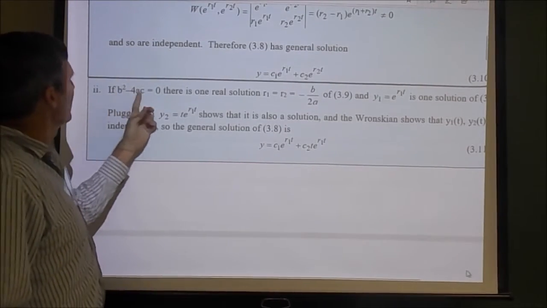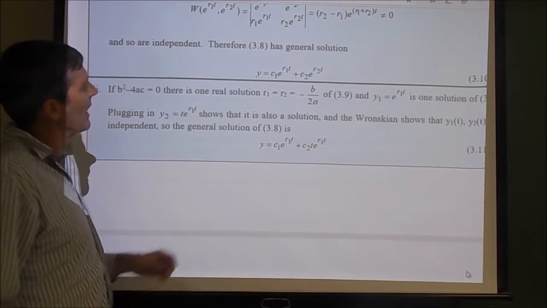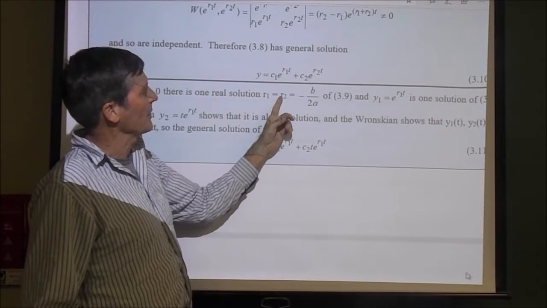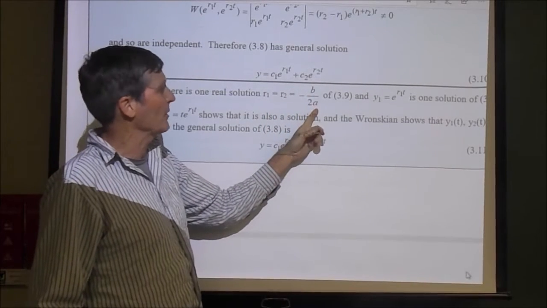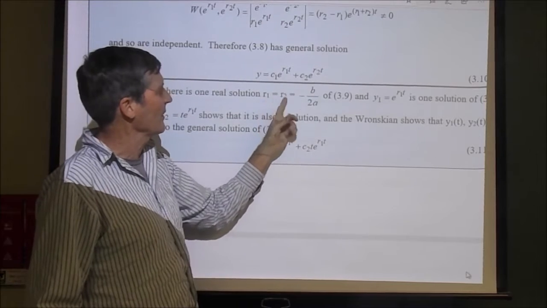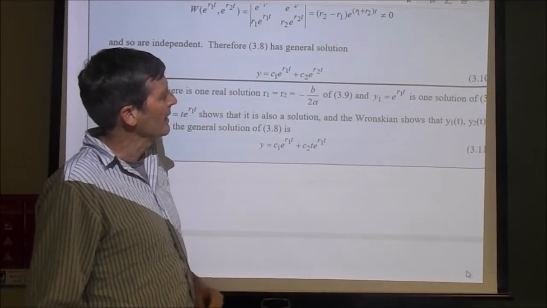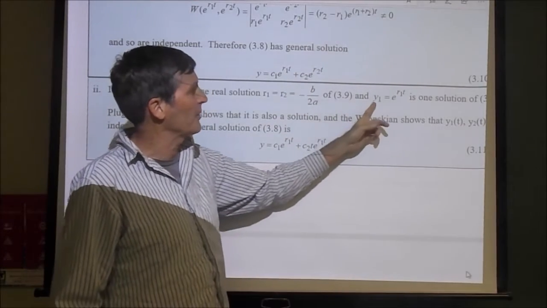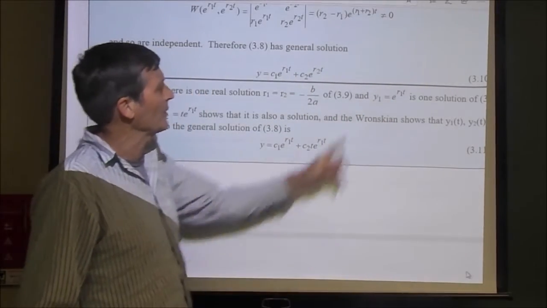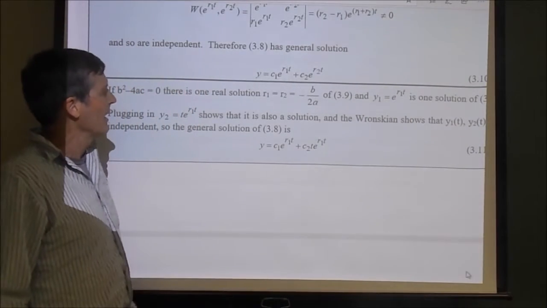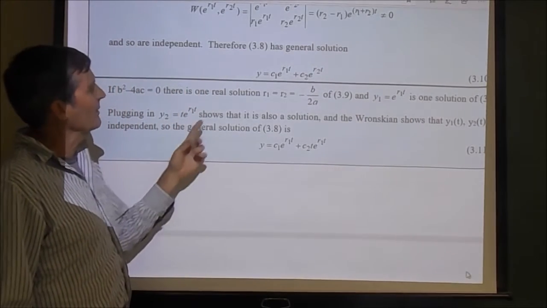Now, suppose b squared minus 4ac is equal to 0. Now, R1 is equal to R2 is equal to minus b over 2a. That's the quadratic formula where you got square root of 0 here. That's how you get R1 and R2 equal. That means this is a solution by our derivation above, but R2 is also equal to e to the R1t because R1 and R2 are equal. And so there's only one independent solution.